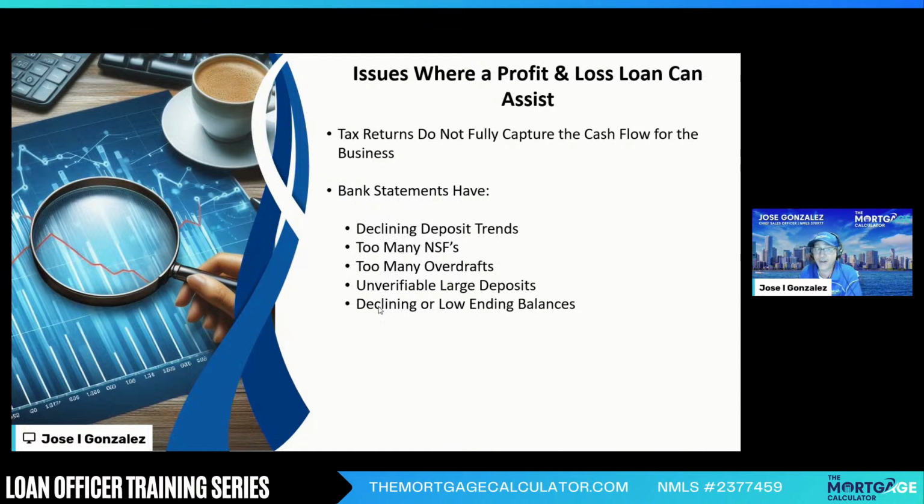So when you are analyzing those, please keep an eye out on using 12 months instead of 24, or using the P&L as an option if it's just not going to pass any of these tests, right? Declining deposits, NSFs, overdrafts, unverifiable large deposits, or declining or low ending balances.